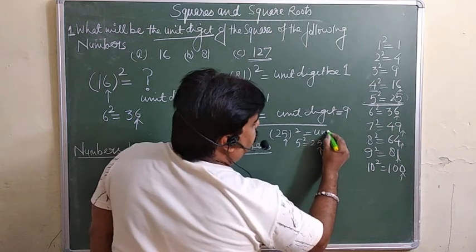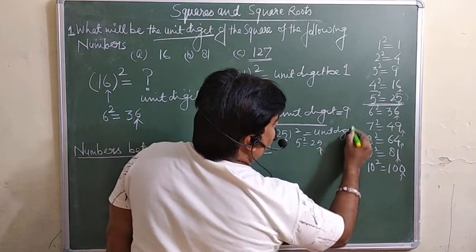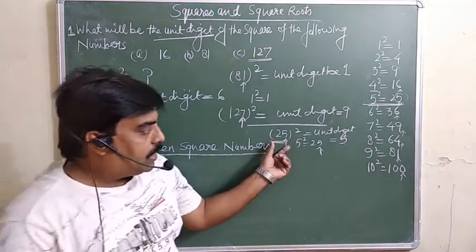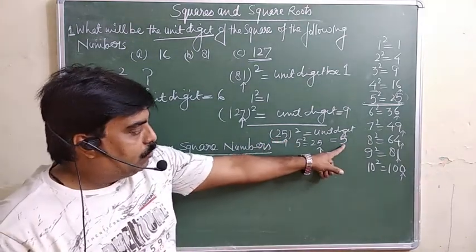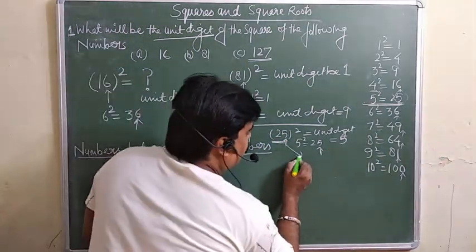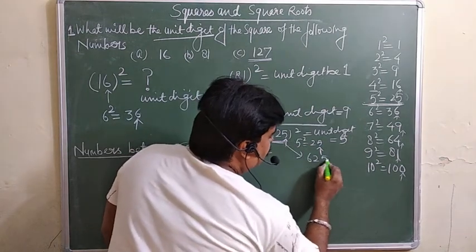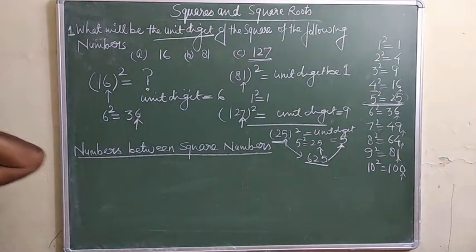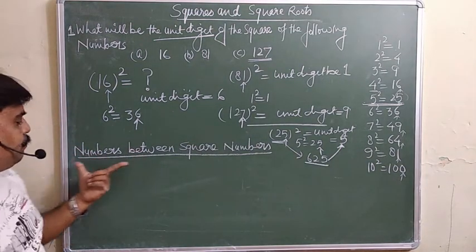So unit digit will be 5 here. If you are going to do the square of this number 25, अगर 25 का स्क्वायर करेंगे, whatever the number you will get, in that one unit digit will be 5. वैसे भी देखिए 25 स्क्वायर is 625 होता है. So unit digit is already coming 5.